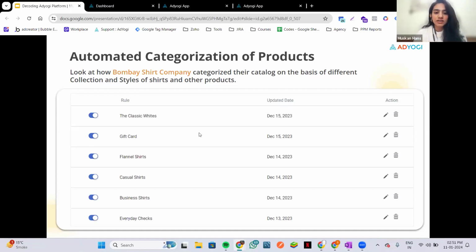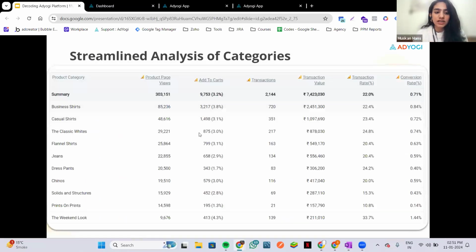Now, if we go to the next slide, we will be able to see how it looks on the Adyogi platform. So this gave us a streamlined analysis of categories. Alongside each and every category, business shirts, casual shirts, classic whites, etc., we have certain metrics, and we are able to quickly, within seconds, analyze the performance of each and every category. Within one glance, I'm able to see that business shirts is giving me the highest conversion rate, following which I have my casual shirts, the classic whites, flannel shirts, etc.